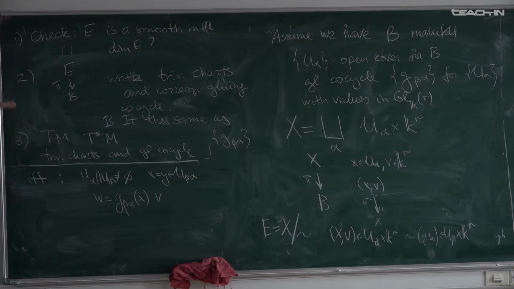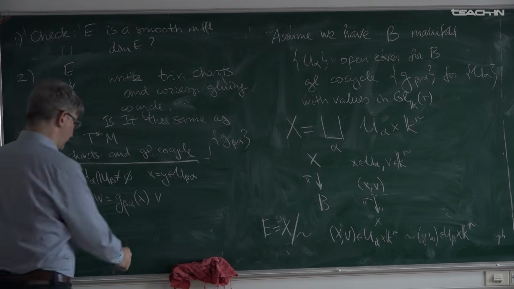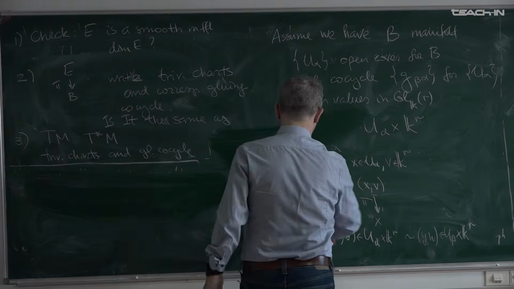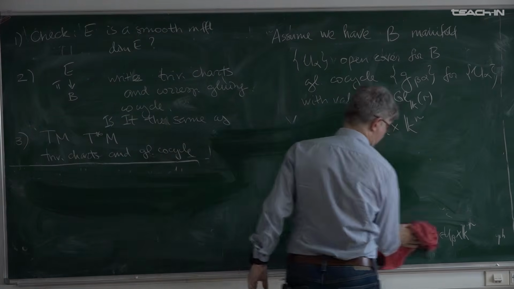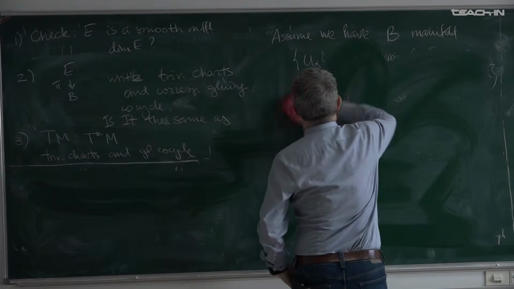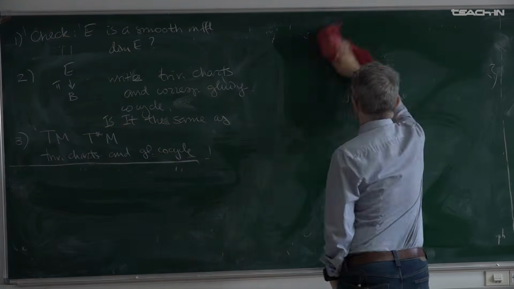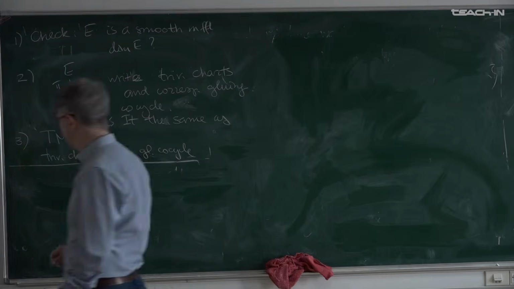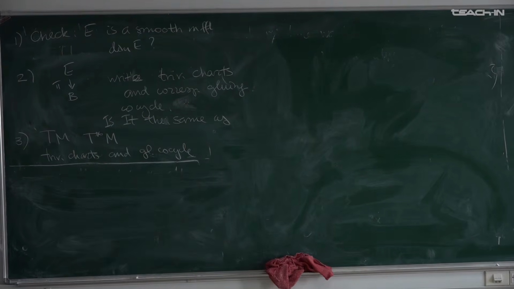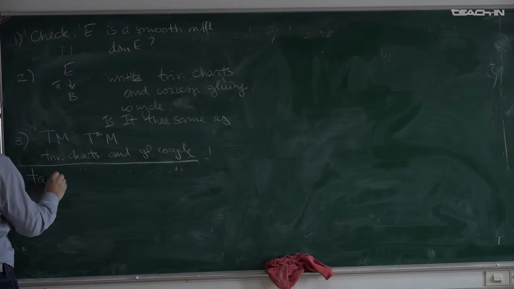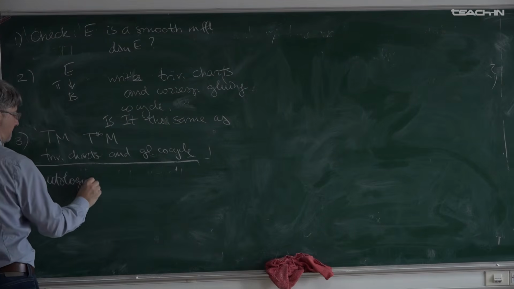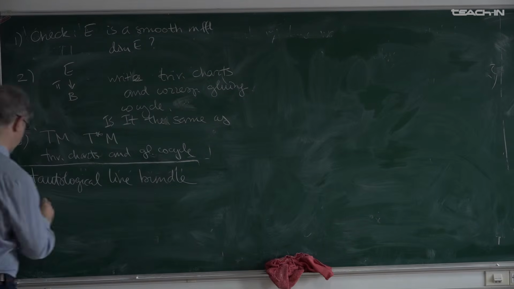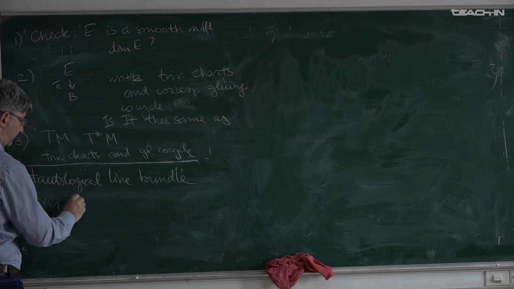I believe that you know everything from these exercises, so we don't need to go into details. And now we pass to one very important question, very important example. It's true that this is a simple case, but there is the so-called tautological line bundle over projective space.